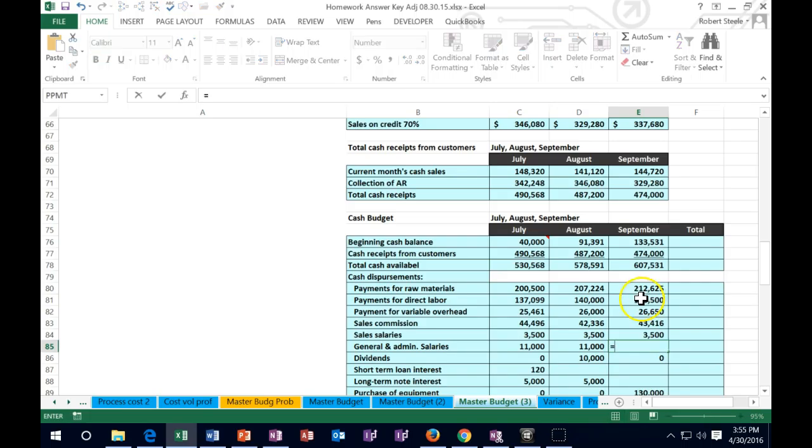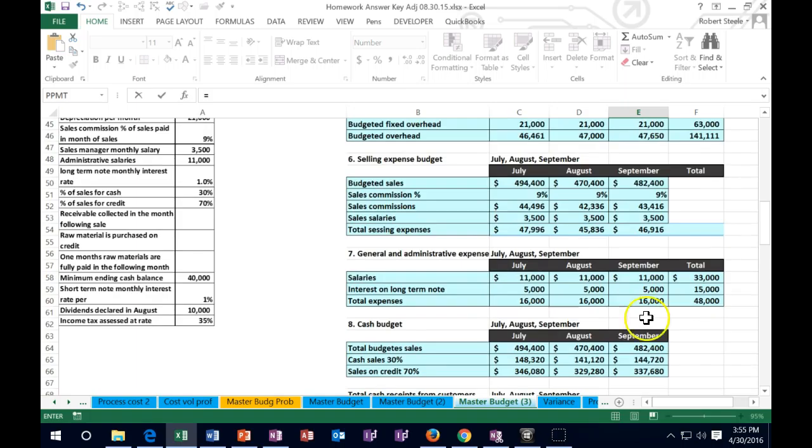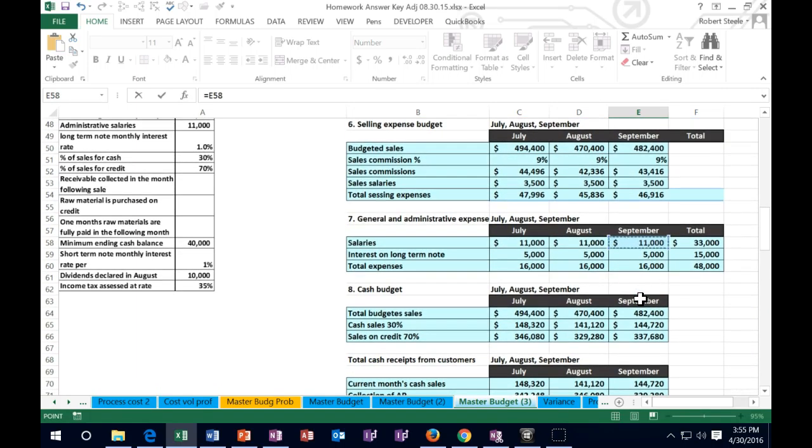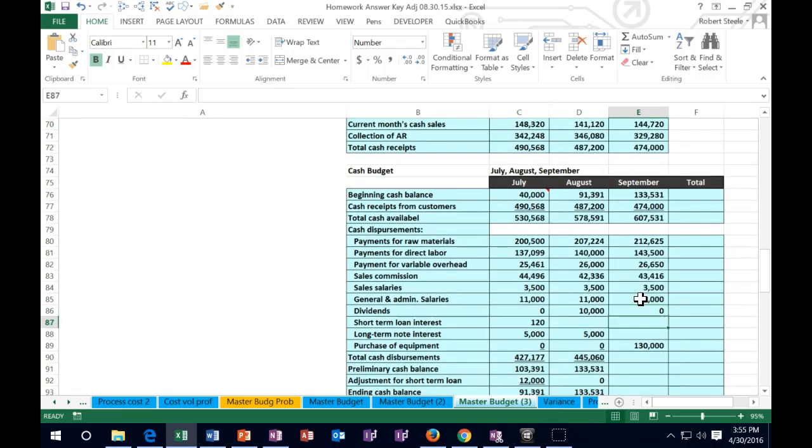That equals, we're looking for the salaries this time. So we're going to scroll up, the general and administrative. That's going to be the 11 here. And next we have dividends. We've already looked at that. We have no short-term debt once again. And the long-term is going to be that 5,000 again. That's going to give us the 130 we already looked at. That's the purchase of the equipment.